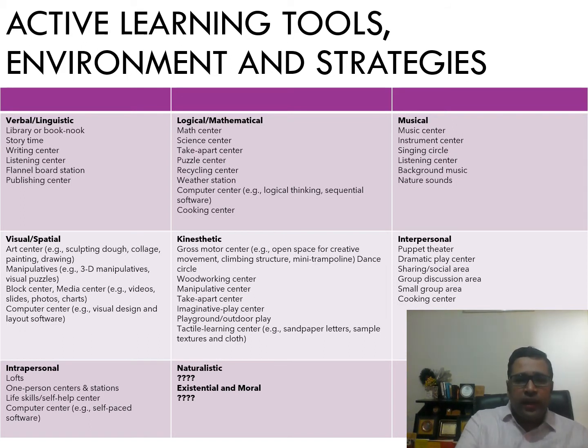So, talking about the active learning tools, environments, and strategies, one needs to create an active learning environment as well as provide tools, environment, and strategies to the children at the foundational stage to become successful in this kind of endeavor. So, for verbal and linguistic, what is required? Maybe a library or a book nook, story time, writing center, listening center, planning board station, publishing center, etc. To nurture, these are some of the tools that are required for verbal and linguistic.